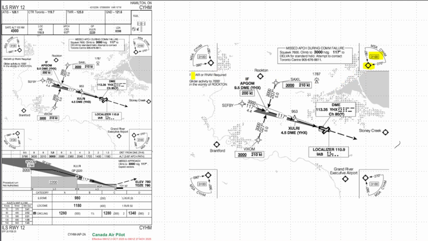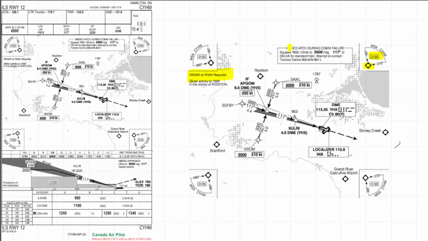Something that I didn't brief, but that is important for you to know, is that you need radar or RNAV required for this procedure. And basically, this is just telling us that our aircraft is most likely going to be monitored by ATC, probably vectored onto the approach course by ATC. So we want to make sure that if we are conducting this approach, we have radar.